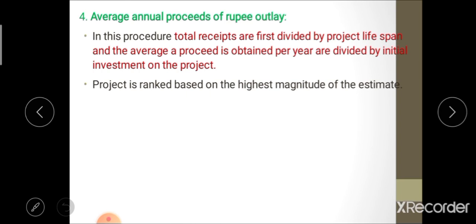Then selection of project under this method: the project having the highest magnitude of this estimate will be selected for further implementation. This is the method of average annual proceed per rupee of outlay.